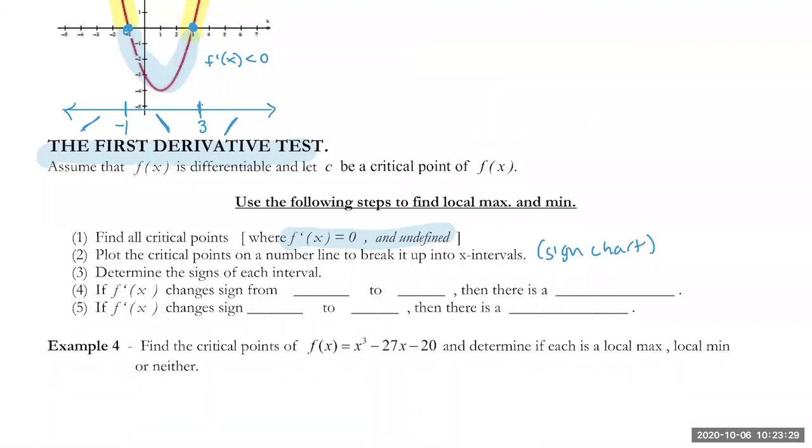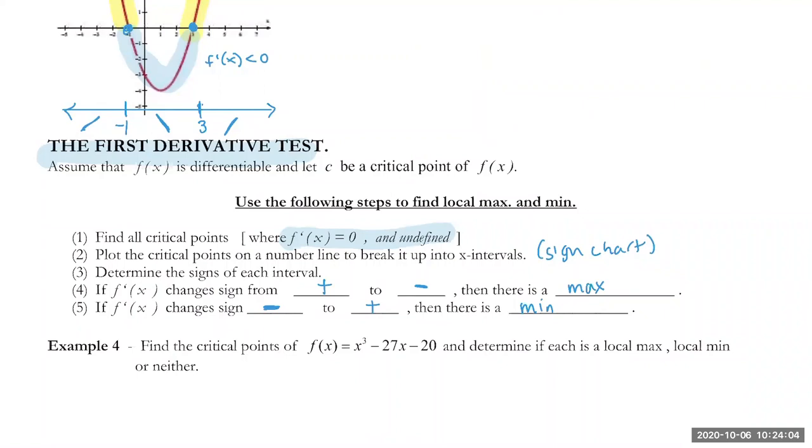So on step 4, if we notice that f prime of x changes from positive to negative, then there is a maximum that occurs. Versus if f prime of x changes from negative to positive, then the original function goes from decreasing to increasing, there's a min there.